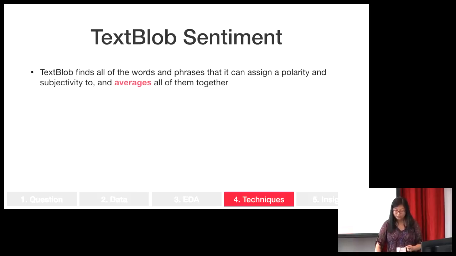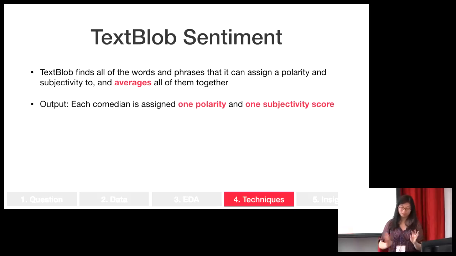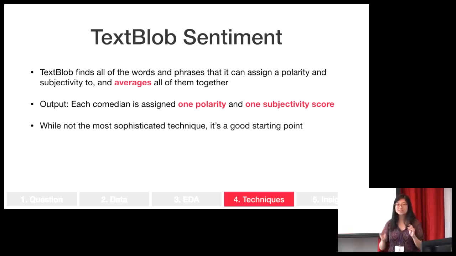At the end of the day, what TextBlob does is, if it sees a word, it'll average all the subjectivity and polarity scores. Then it'll look at your entire text and average together all those scores. So the output will be that every comedian is assigned 1 polarity and 1 subjectivity score. It's not the most sophisticated technique, like I said, but it's a really good starting point.